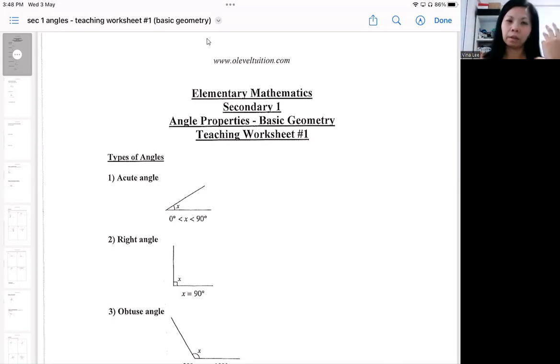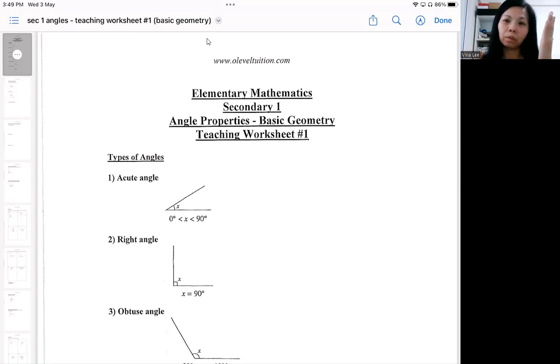Just for this section, there'll be 3 teaching worksheets. I'm starting off with the first teaching worksheet. If you look at the title, it's Basic Geometry. These are all the basic properties that you will still need until your O level. I've got to stress this: you cannot forget these basic properties.